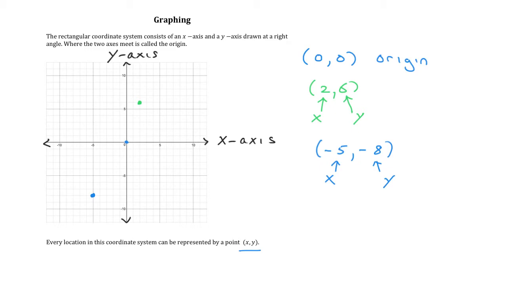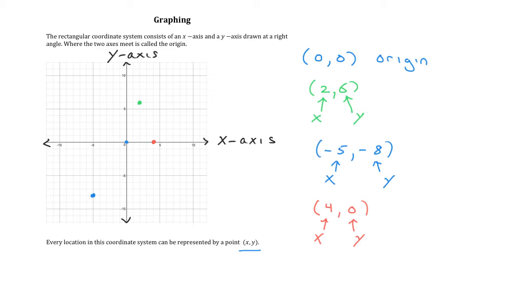Maybe just a few more. How about (4, 0)? So this is your x coordinate and this is your y coordinate. We start at (0, 0). We go 4 places to the right. We do not move up or down, so that means we're actually located right here on the x-axis. So that is (4, 0).